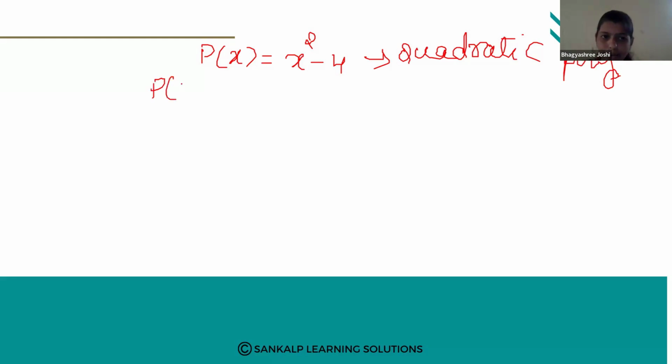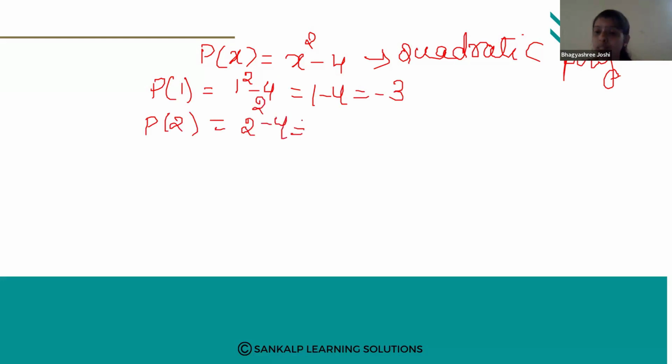For that, P of 1. First, let us start with 1. Then we will substitute other values and check. 1 square minus 4, that is 1 minus 4. It is minus 3. P of 2: 2 square minus 4. 2 square is 4, 4 minus 4. Yes, 4 minus 4 is 0. This is a zero of this quadratic polynomial. Then tell me, how many zeros does it have? 1 or 2? So this is 1 zero.